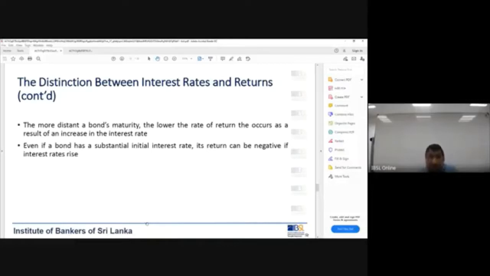You see, when the interest rate increases, the prices decrease. So the T plus 1 price would now be smaller or lower than the original PT at which you accumulated, purchased this asset. So you are making a capital loss. That capital loss eats into your coupon return or the current return component also. So the lower return occurs as a result of an increase in interest rate.